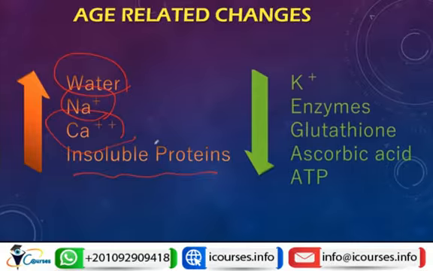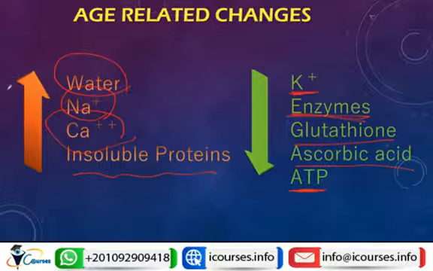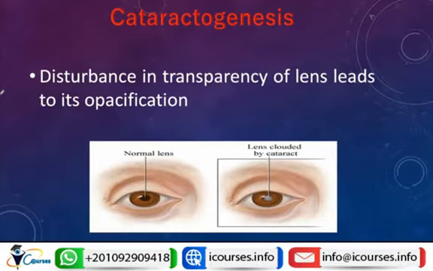What are the factors that may decrease the potassium? The enzymes such as catalase, the glutathione and the ascorbic acid, as they are the main antioxidants, and the ATP. So this slide is just to summarize, if you are confused in the exam about what increases and what decreases, so you know what the factors are that, when increasing, cause decreased transparency, and what the factors are that, when decreased, will cause decreased transparency. By decreasing transparency, we just mean cataractogenesis.